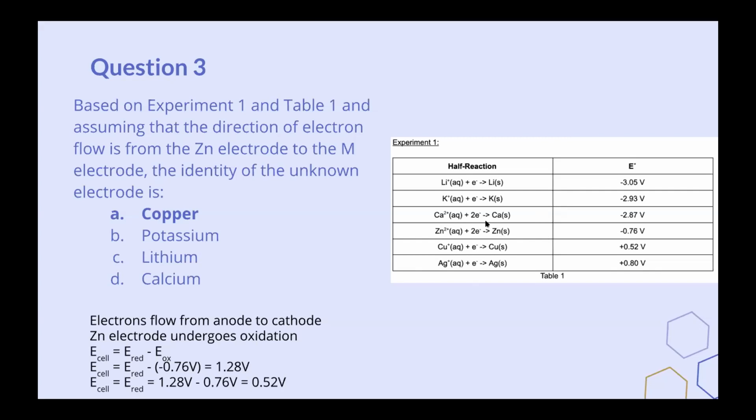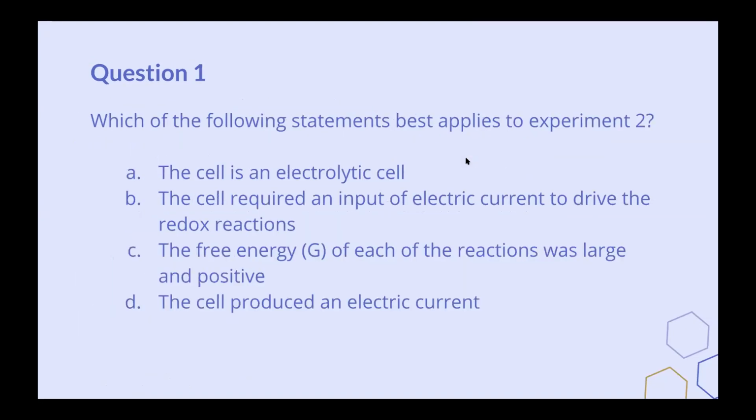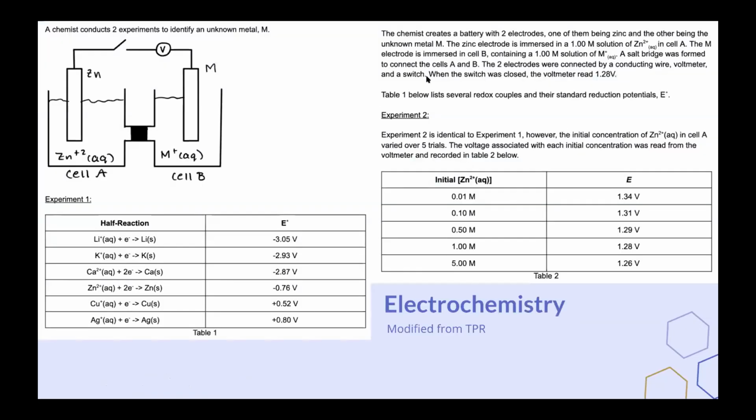And yes, 1.28 was given. Let me see if I can go back to that. Here. Yeah, when the switch was closed, the voltmeter read 1.28 volts. So that would be E cell.